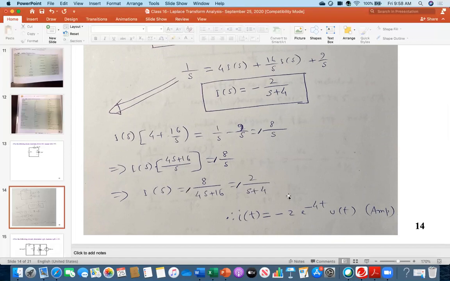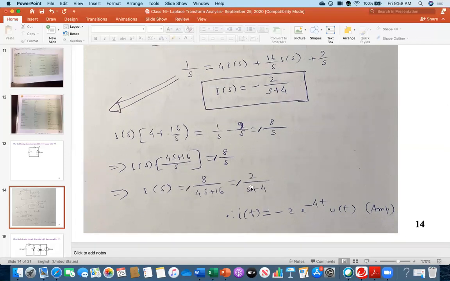And then you apply the inverse transform. So i(t) is this minus 2, and S plus 4 means e to the power minus 4t u(t). You are done. That's the answer in time domain. So everybody, do you understand?